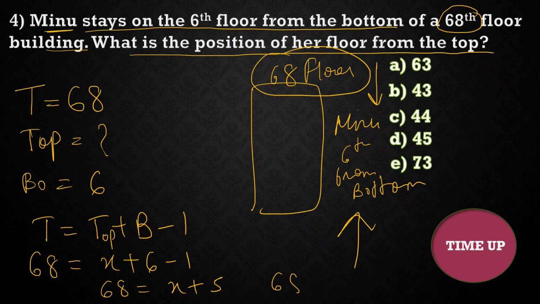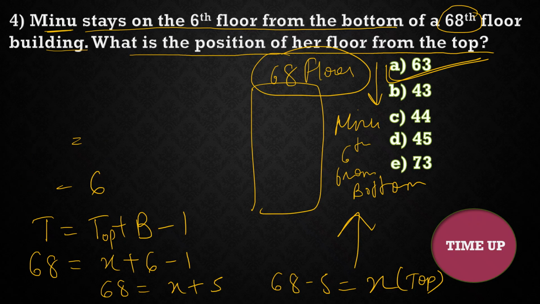So 68 minus 5 will be x. That is nothing but top, correct? So 68 minus 5 is how much? 63. So the correct answer is 63. I hope you got this.